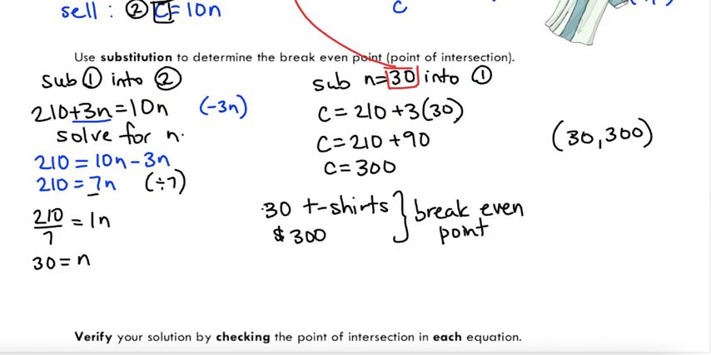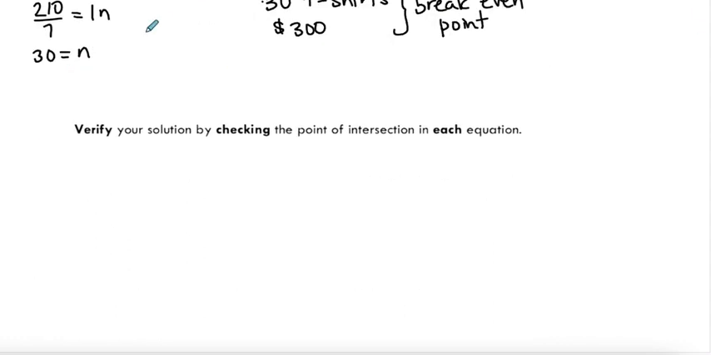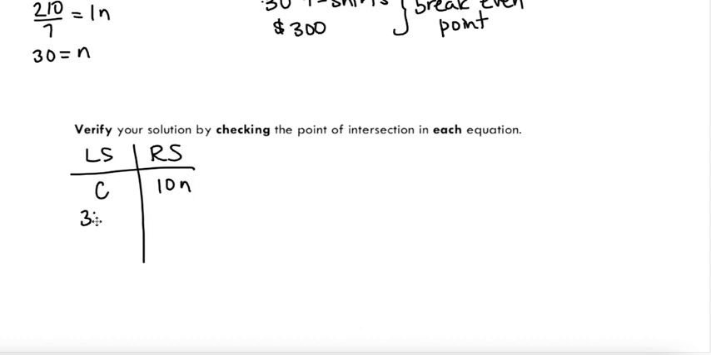Now this says to verify by checking the point of intersection in each equation. We know that we only have to really do it for the one equation, because essentially we've done that left side, right side check already, or determined our C value from equation number 1. So we're going to go ahead and do our left side, right side check for equation number 2. The left side was C, the right side was 10n. We said our C value should be 300 and our n value should be 30.